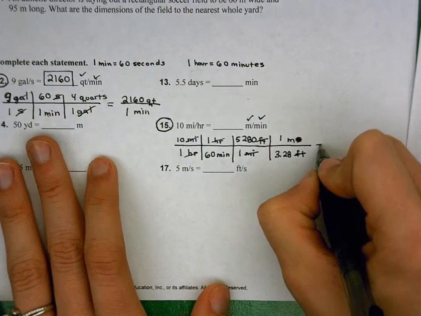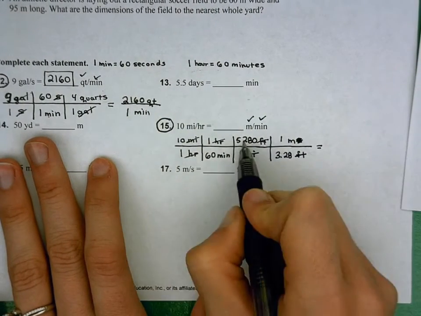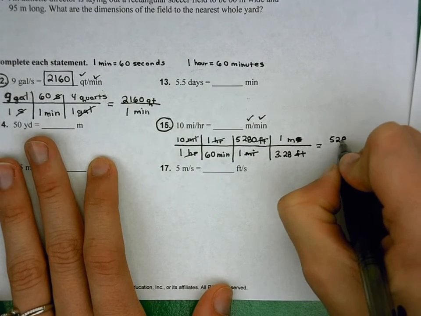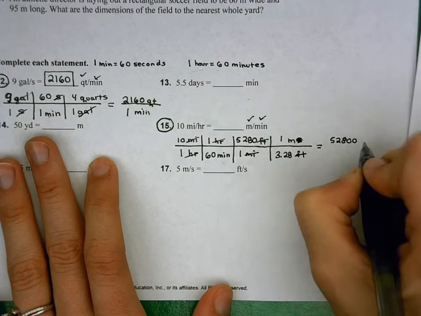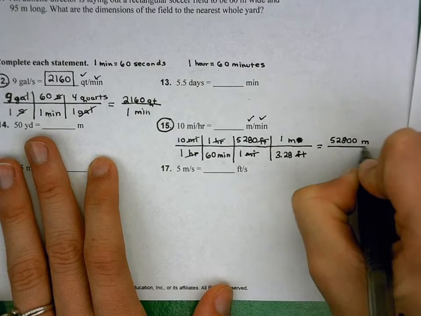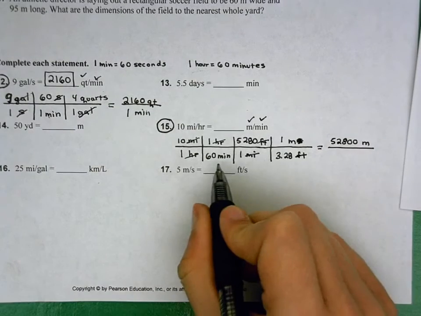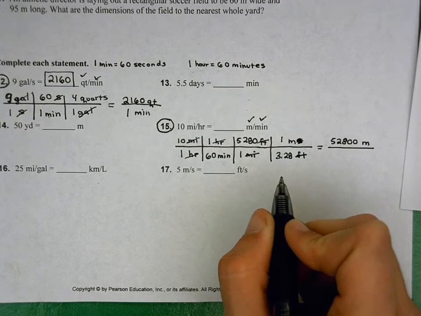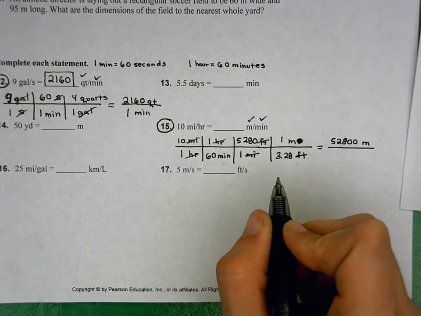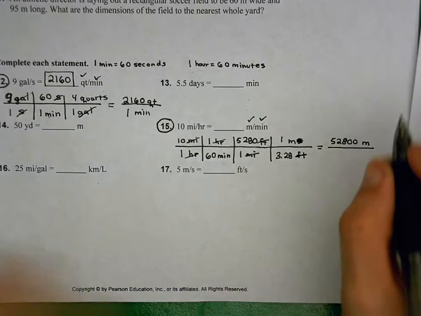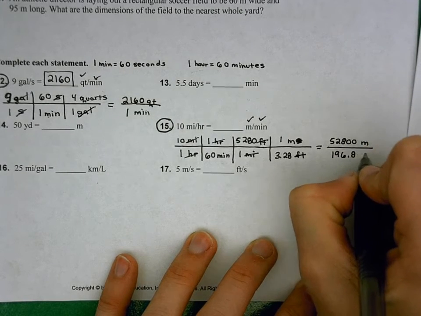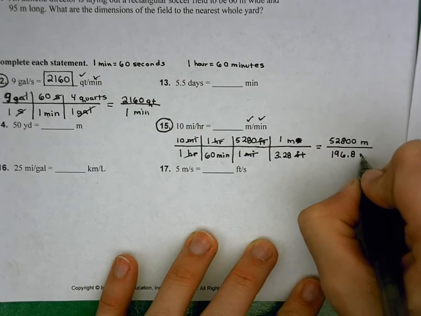So now it's a multiplication. 10 times 1 times 5,280 times 1 is 52,800. And meters is the unit left over. Over 1 times 60 times 1 times 3.28, which is 196.8. And then minutes is the leftover unit.